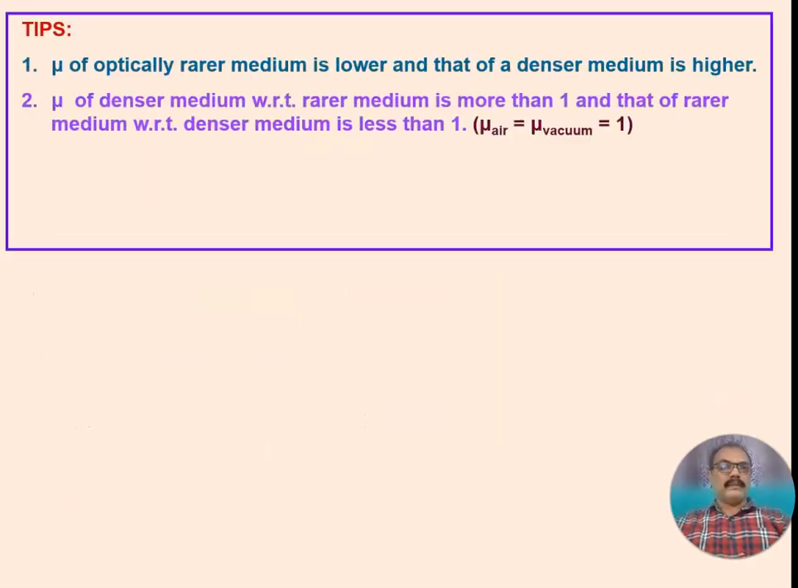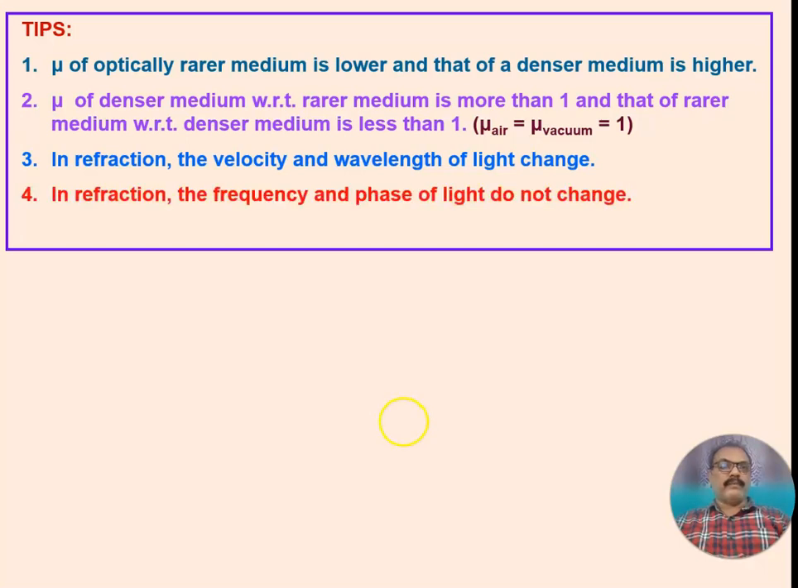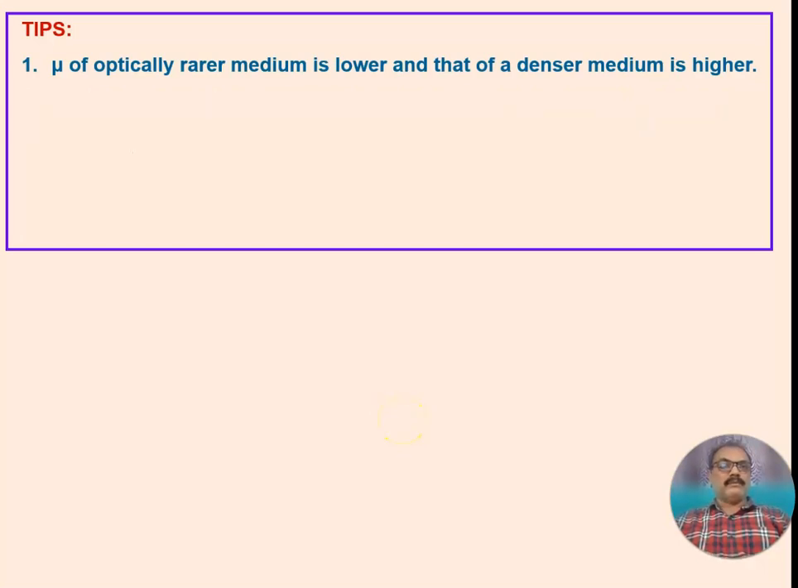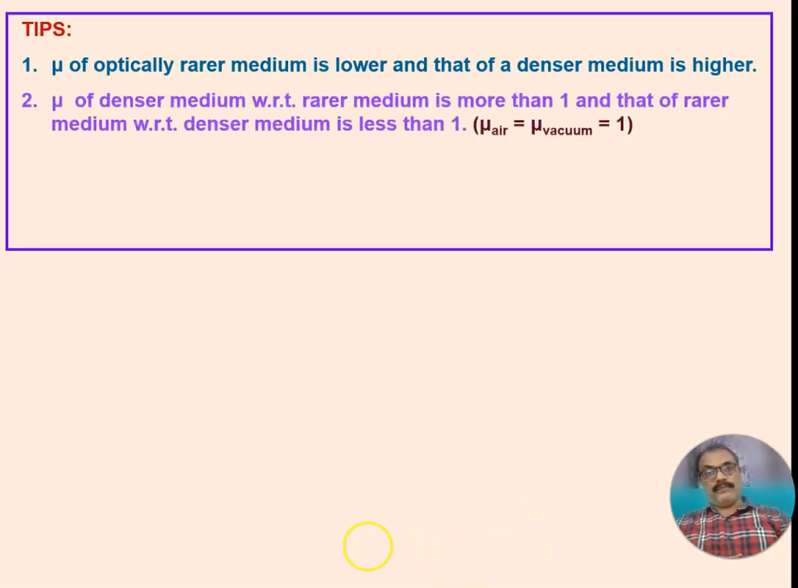Let's start some tips for objective type. First one is mu. What is mu? Mu is lower for the optically rarer medium and higher for the denser medium. That you have to remember. In a rarer medium the refractive index is less. In a denser medium the refractive index is more. So when it goes from air to glass, it is 1.5. Why? Because glass is more.